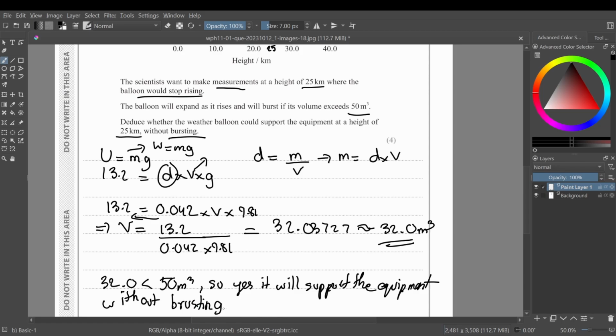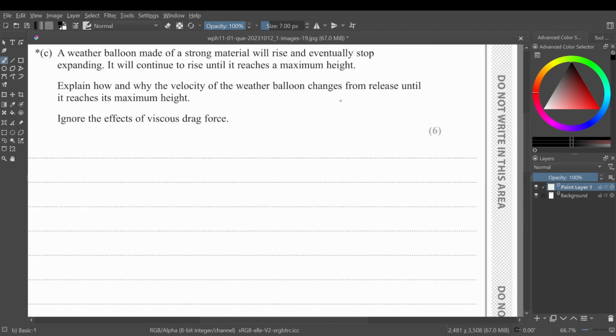bursting. Okay, so part C says that a weather balloon made up of a strong material will rise and eventually stop expanding. It will continue to rise until it reaches a maximum height. Okay, explain how and why the velocity of weather balloon changes from release until it reaches its maximum height. Ignore the effect of viscous drag force.